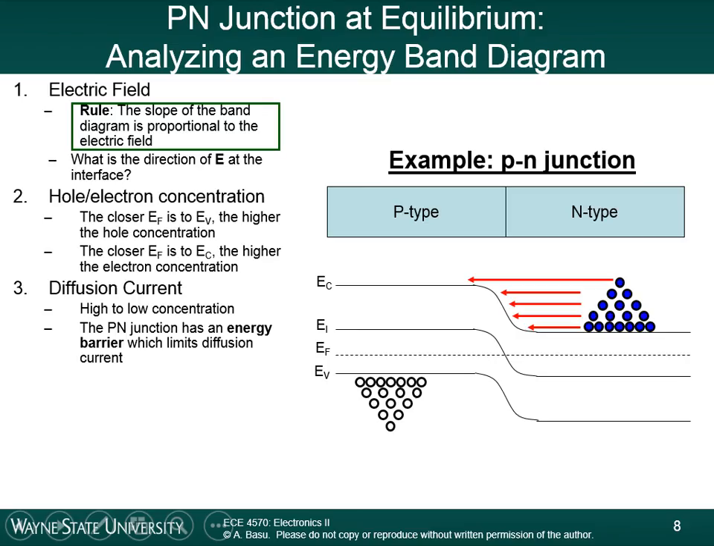Similarly for holes, the holes diffuse this way. They see a potential barrier too. Holes will prefer to go to higher energy states, while electrons will prefer to go to lower energy states. So when the hole diffuses this way, it doesn't see any energy states up this way, so that's a potential barrier here. A small fraction of the holes diffuse over to the N side. That's shown here like this.